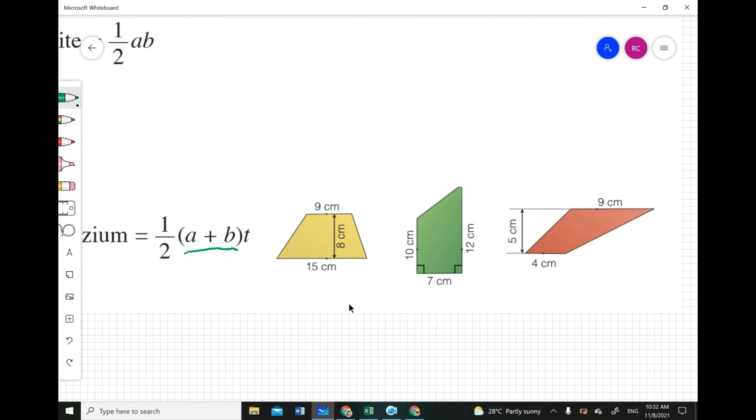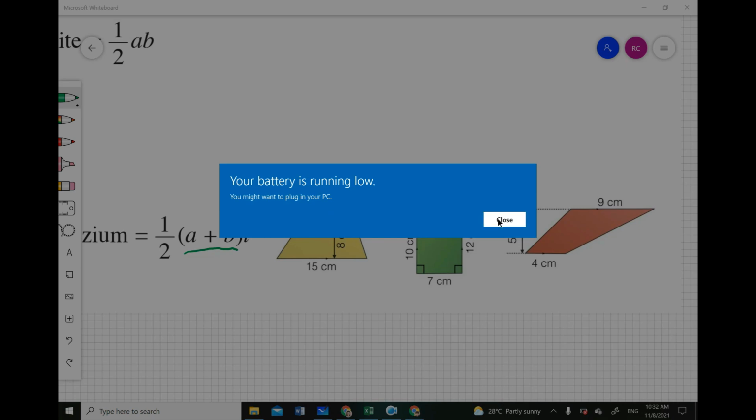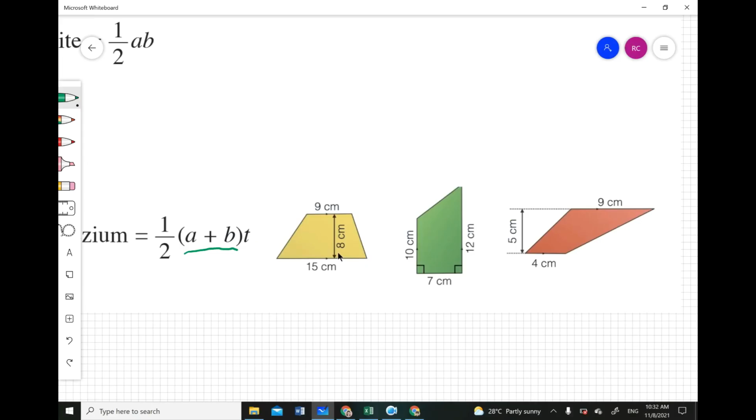A plus B is always the parallel line. You can see this arrow, the tiny arrow over here. It means the parallel line. Hold on, I switch on the electric. Okay, so the parallel line is the A plus B. So it is 9 plus 15. This is A plus B. What about this one? Where is the A plus B? You have to look for the parallel line. 10 plus 12. Very good.